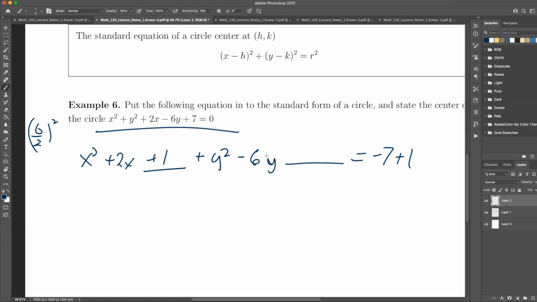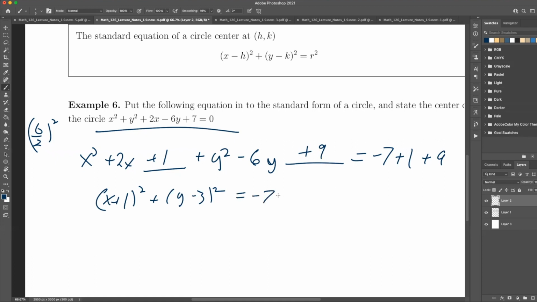Here, I have negative 6. Negative 6 divided by 2 is negative 3. Negative 3 squared is a positive 9, so I add a 9 here, and I add a 9 here, because if I add a 9 on one side of the equation, I have to add it on the other. Now, I can simplify this to (x plus 1) squared plus (y minus 3) squared. So I completed the square for the x and the y. That's basically how to put a circle into standard form: you complete the square.